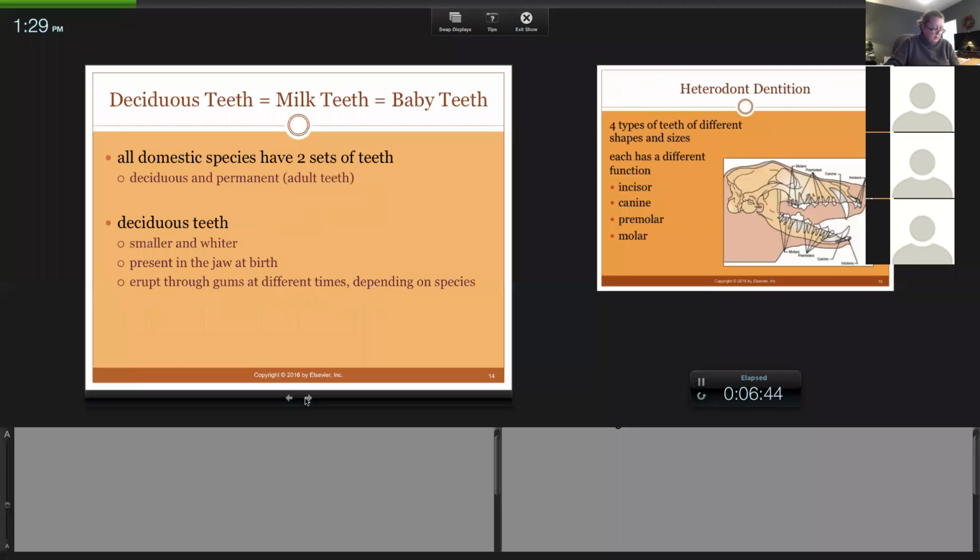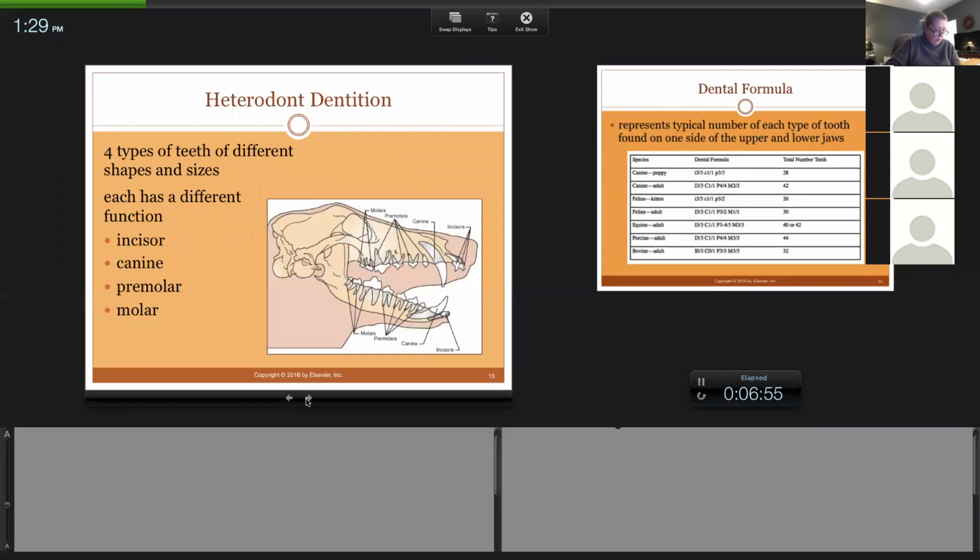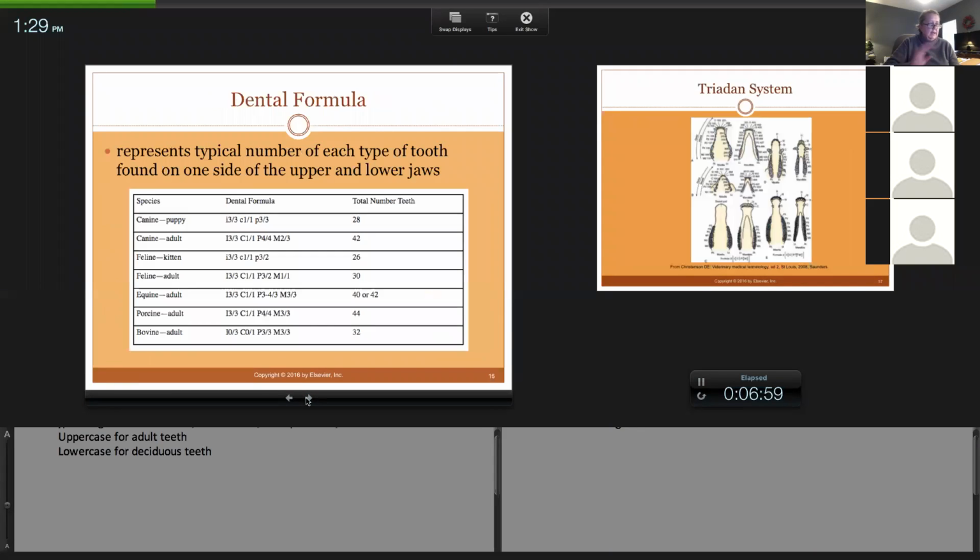And then deciduous, I don't have a question about it, but deciduous teeth are baby teeth. So do know that deciduous means baby teeth. You did need to know the 4 names, and even though I didn't ask a question on the study guide, I did tell you, and maybe you want to make a note, to know the dental formula for the canine adult and the bovine adult. And you need to know what each letter stands for and the order too.